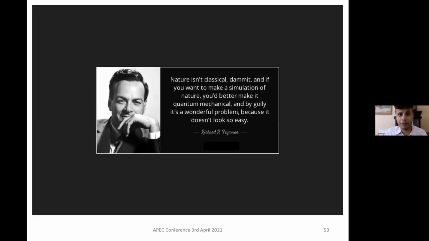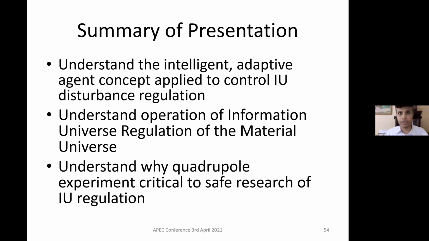And of course, I left it with Richard Feynman at the end. Nature isn't classical, damn it. And if you want to make a simulation of nature, you'd better make it quantum mechanical. And by golly, it's a wonderful problem because it doesn't look so easy. And I think Sean Carroll is trying to do the same at Caltech. So this is the summary of the presentation.